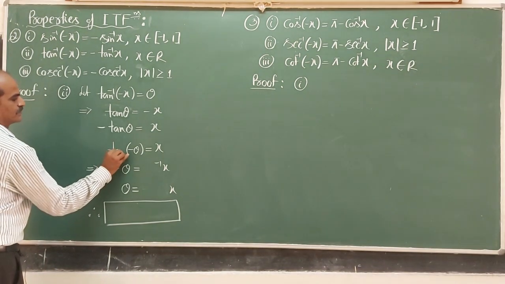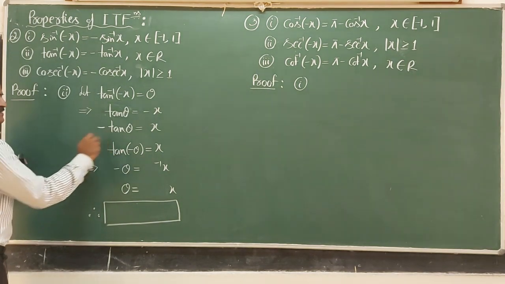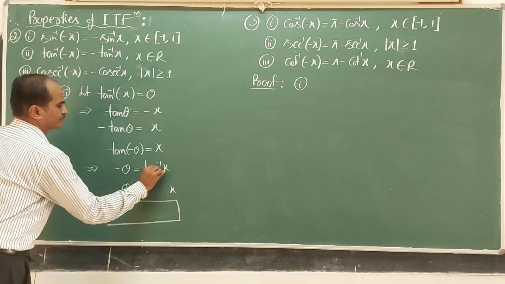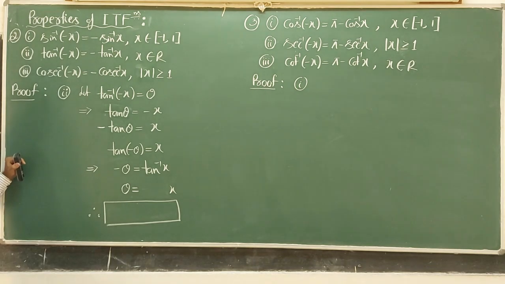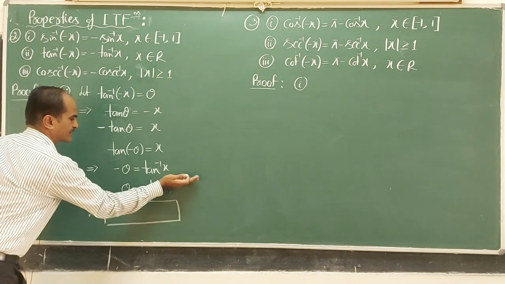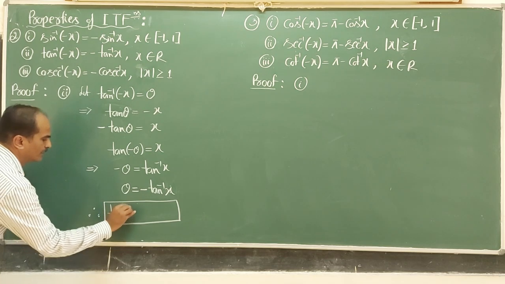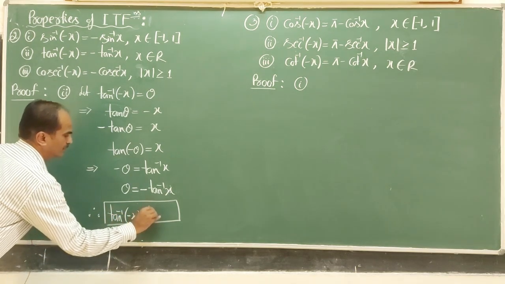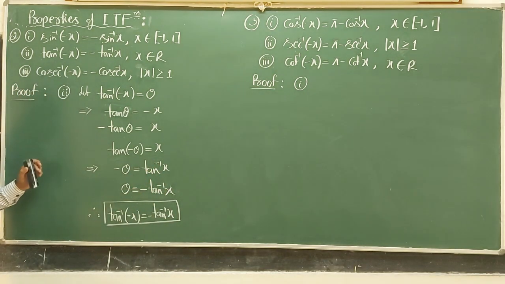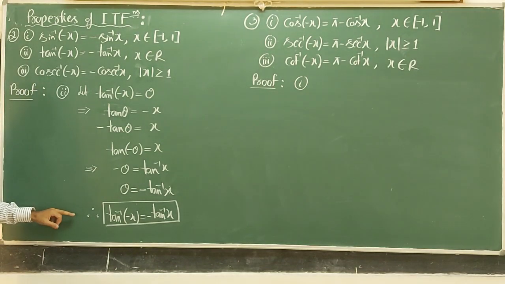That is tan of minus theta equal to x. Tan of minus theta is minus tan theta. Using inverse function, minus theta is tan inverse x, theta is minus tan inverse x. Resubstitute theta, therefore, tan inverse of minus x is minus tan inverse x. Very simple proofs. Similarly, we can complete this third one.